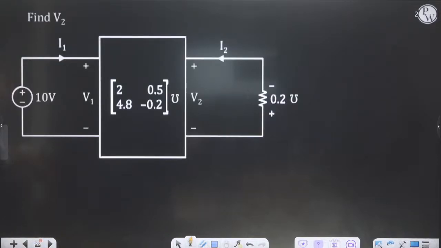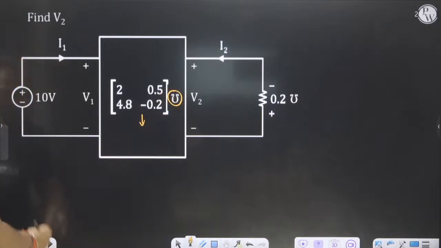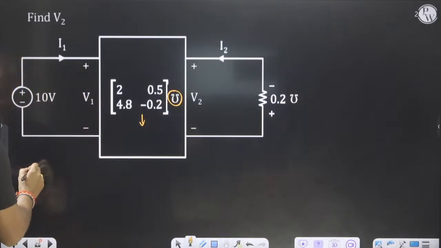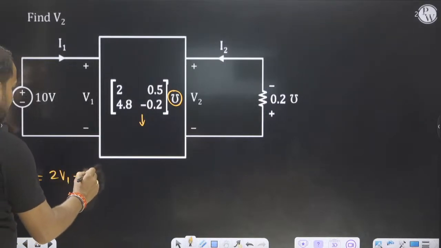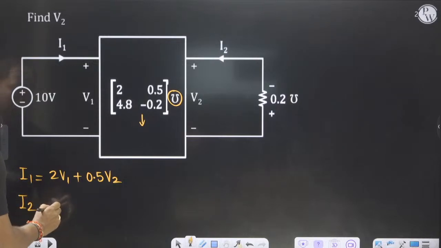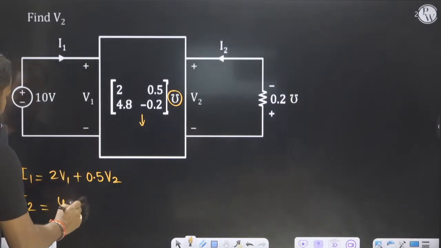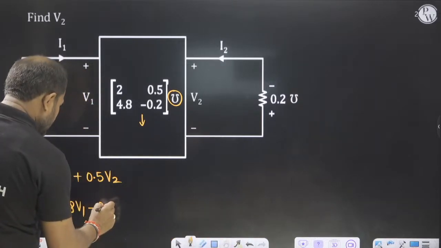In this case they are asking V2. Yes, we can find out. So what we will do, I will try to explain. First of all, Y parameter is given per ohm. So I1 is equal to 2 V1 plus 0.5 V2, and I2 is equal to 4.8 V1 minus 0.2 V2.